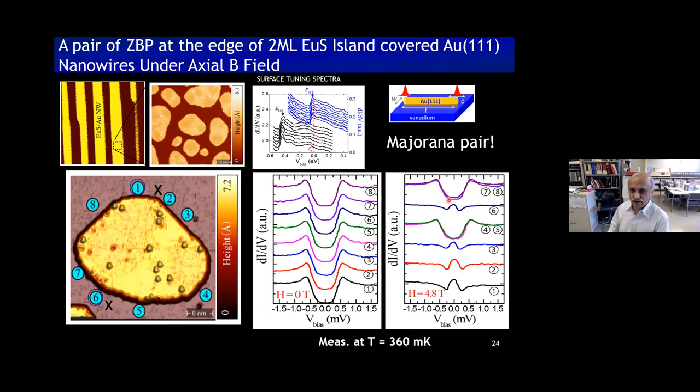So you have still the nice hard gap. Whereas when you go in this region and also in this region, we find that a zero bias peak appears. What is important is we could not do the tunneling on top of this island, where we expect the Majorana to form at the edge here somewhere.